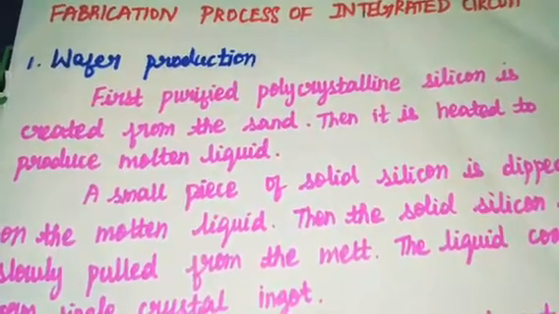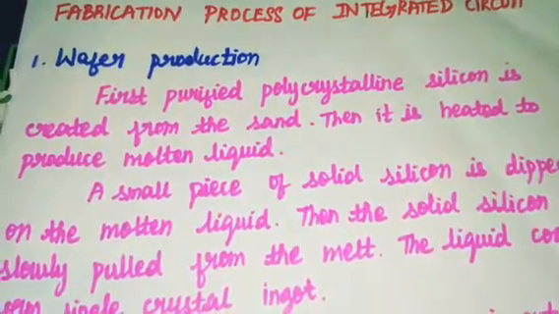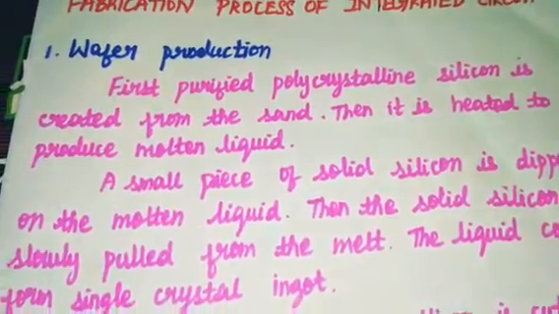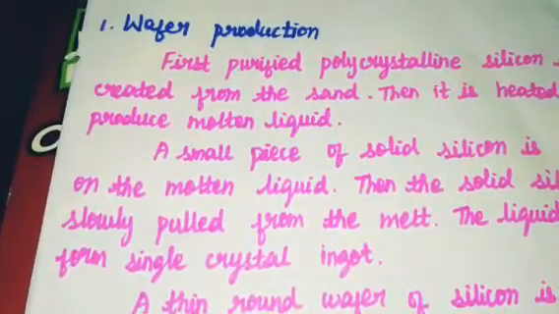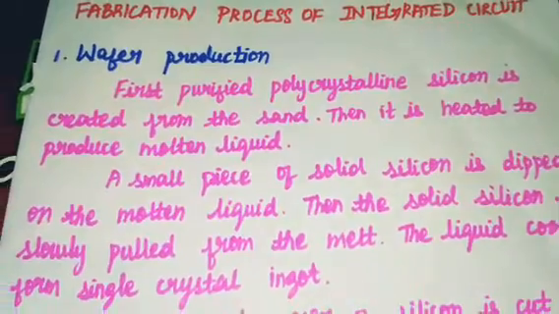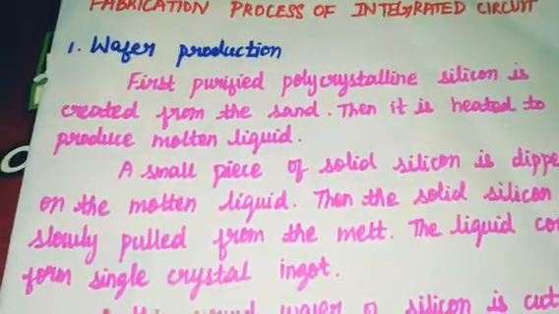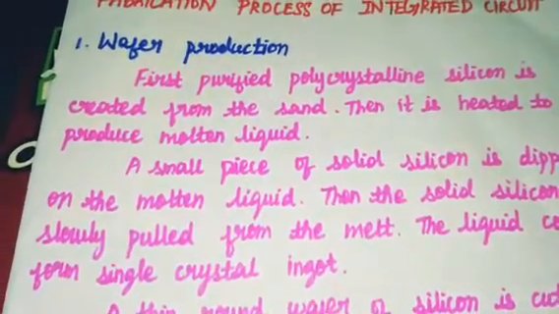So the first process is wafer production. Silicon is preferred because it is more suitable for manufacturing ICs. It is the base or substrate of the entire chip.